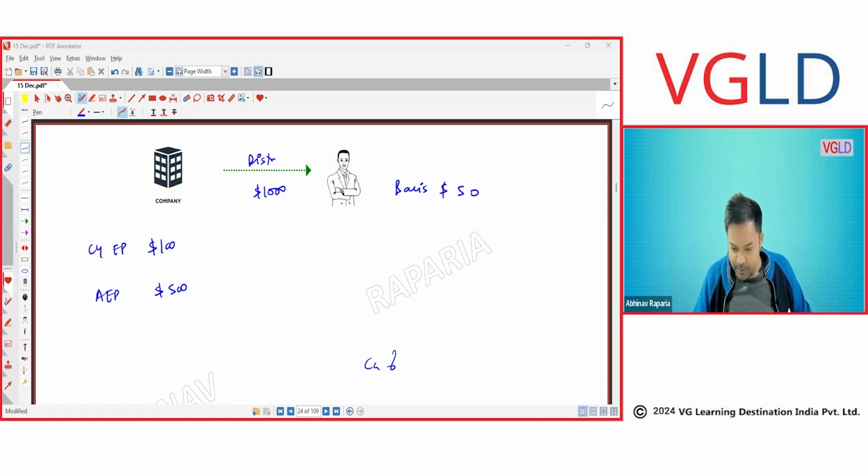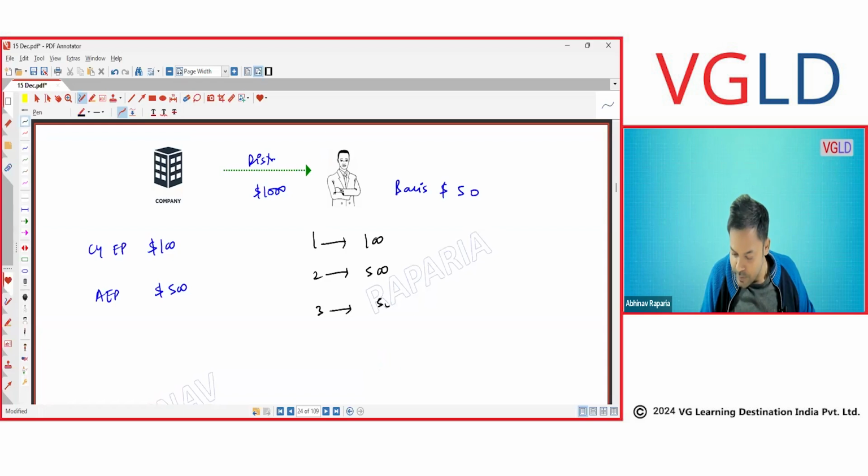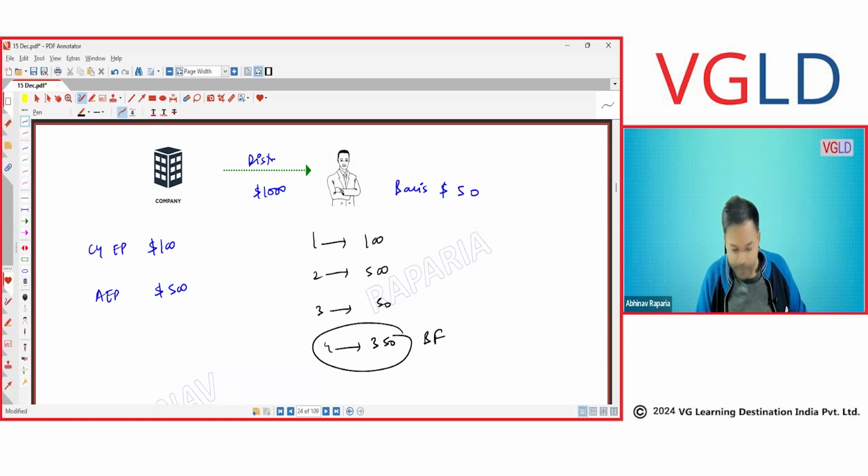Correct. I'll have 1, 2, 3, 4 here. So 1 is going to be 100, 2 is going to be 500, 3 is going to be 50, and 4 is going to be 350, the balancing figure. Correct. Capital gains. Guys, is this okay? Everyone?